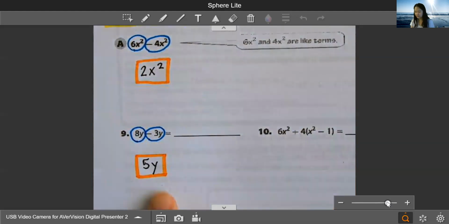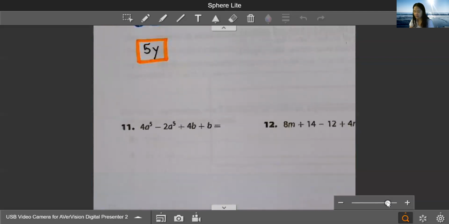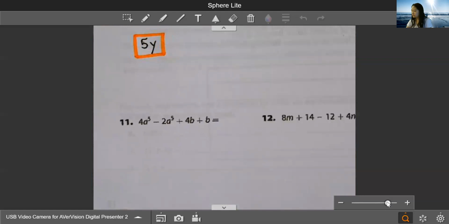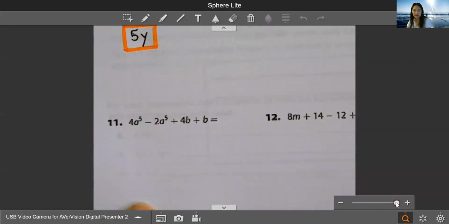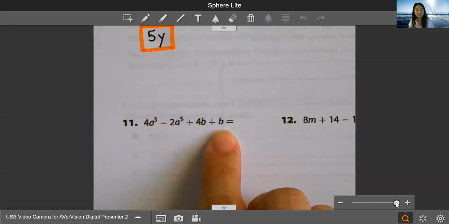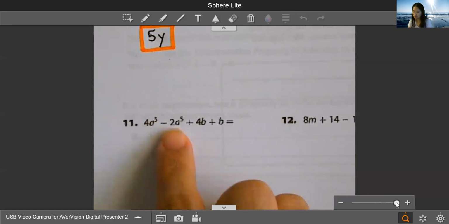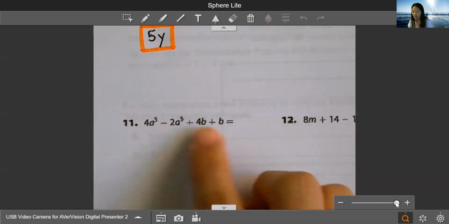Okay. Now, let's go to the one right below. And now this time it has a little bit more variables. It has more terms. So a quick review. It has 4 terms. 1, 2, 3, 4. Okay. And the coefficients are 4, 2. Well, technically negative 2, but that's okay. Don't worry about that. 4.